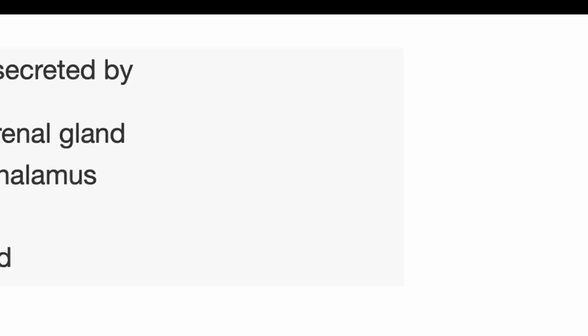Inhibin is secreted by dashed. Inhibin, another hormone. Inhibin is secreted by dashed. Option A, suprarenal gland. Option B, hypothalamus. Option C, testis. Option D, thyroid. Which of these glands secretes inhibin? This is a memory based question. This can be difficult for many students, but let us see who can answer correctly.